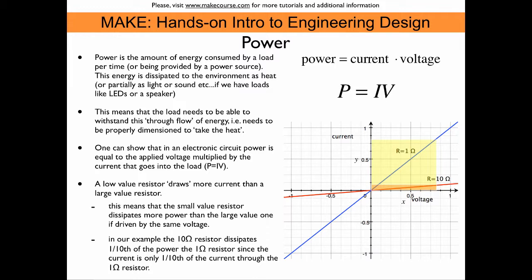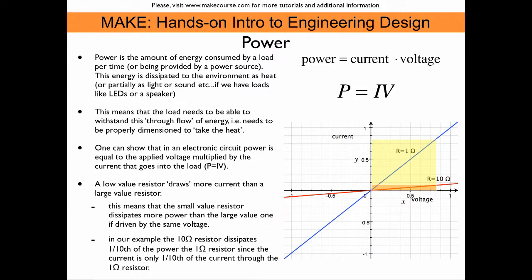But if you think of an LED or a speaker as load, then part of that energy is of course dissipated as light or as sound, for these two examples. In any case, when energy is dissipated, it means that that load needs to be able to dissipate the power. It needs to be properly dimensioned, that it is able to take the heat, if you will.